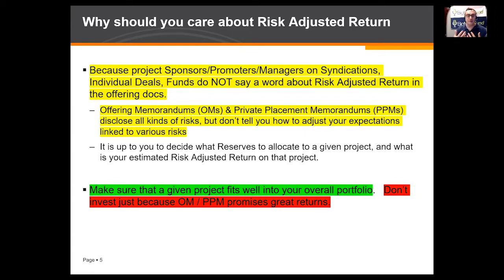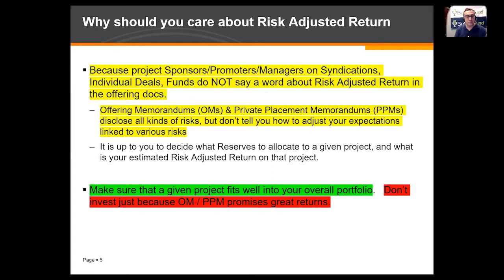They provide you with a property or a syndication, and they tell you all the nice things about it, and they will disclose the risks to the gazoo if they have a good attorney. But they don't have a word in the offering documents about risk-adjusted return. They just don't do it. If they really disclosed risk-adjusted return, you would not invest in a lot of these projects. That's why it matters. So you have to be extremely smart about reading these documents and reading between the lines.